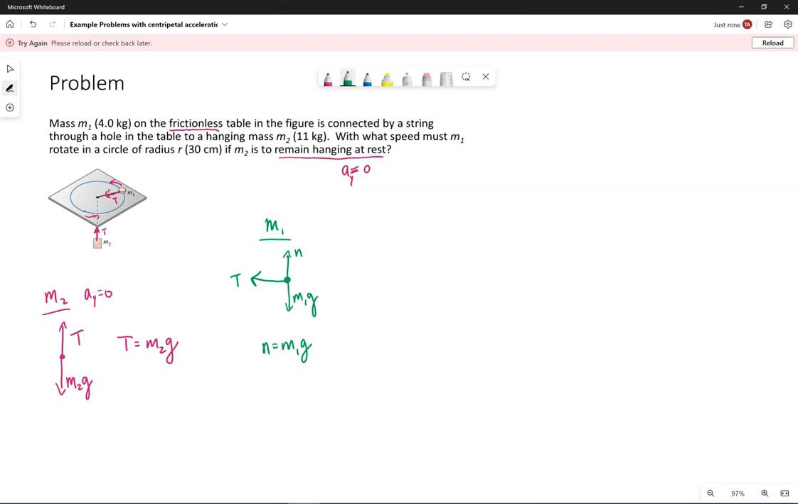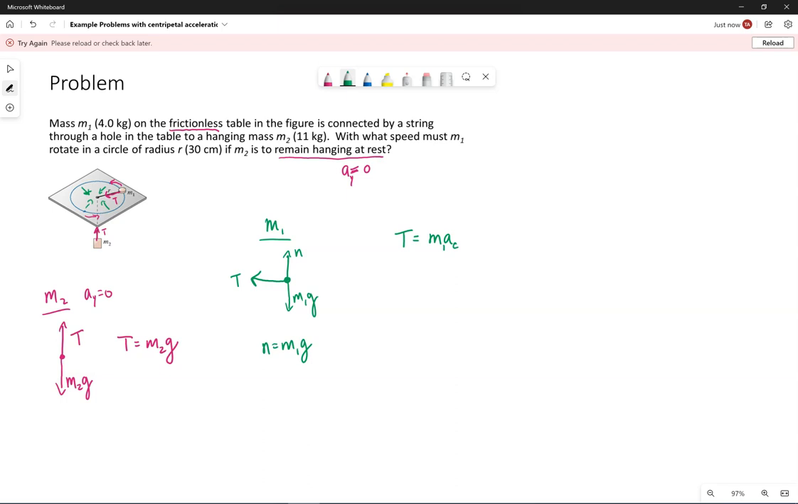Because this mass is moving in a circle, it's going to have a centripetal acceleration pointing towards the center at all moments in time. So we can say that this tension, since there's no other force along that radial line, needs to equal this mass times the centripetal acceleration it has. And again, we know it has a centripetal acceleration because its direction is constantly changing. It's moving in a circle.